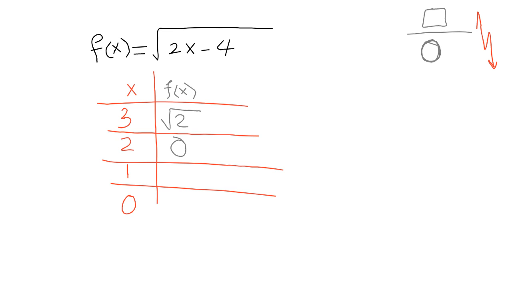So these numbers are what? Real numbers. Therefore, 3 is in the domain of this function. 2 is also in the domain of the function. Yes. What about 1? 2 times 1 is 2. Minus 4 is minus 2. Radical of minus 2 does not exist. Does not exist means that 1 is not in the domain.